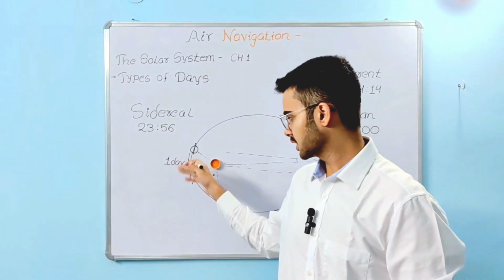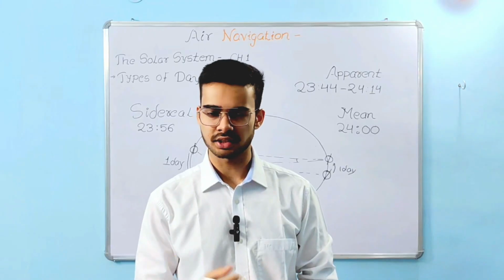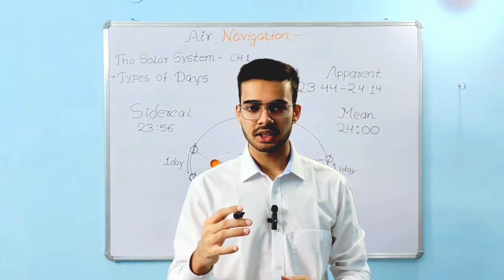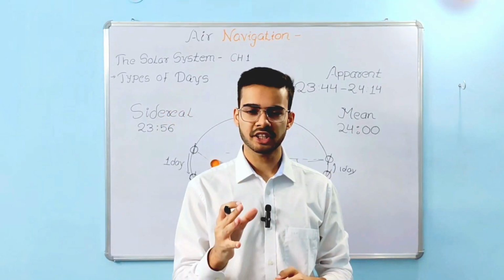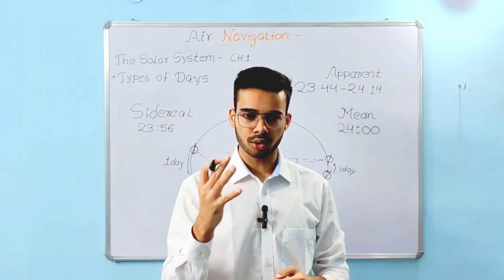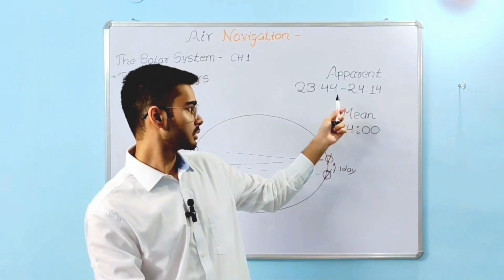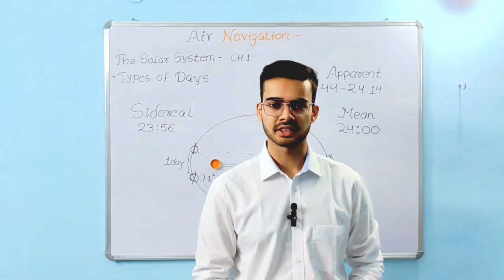And on this side, when the extra time will be accumulated, let's say 30 seconds over 10 days, 15 days, 30 days, this will lead to extra time being consumed. Hence, the apparent solar day will be longer than the mean solar day by 14 minutes. This is how the big difference value comes in. So remember it, it's important.